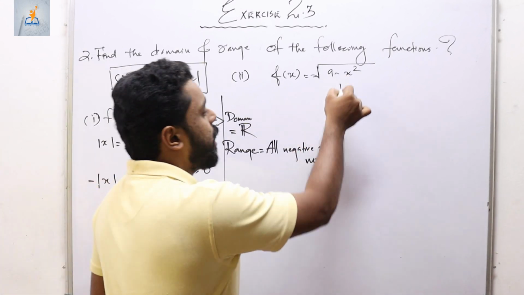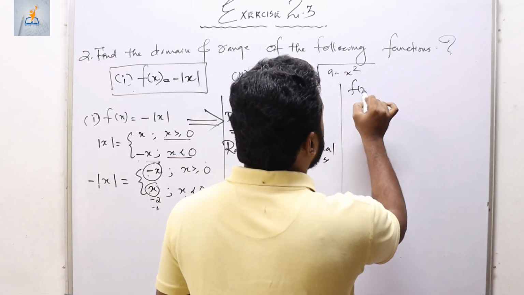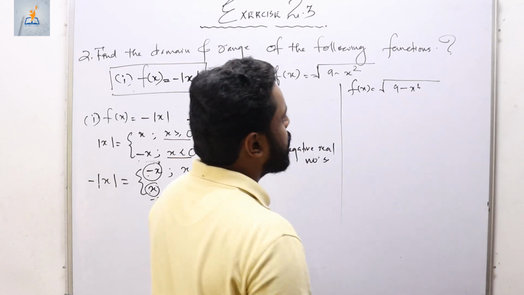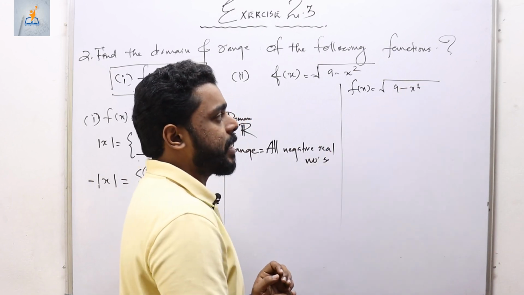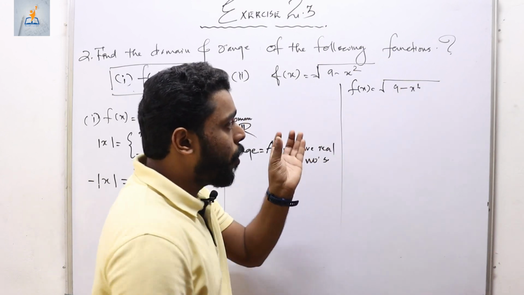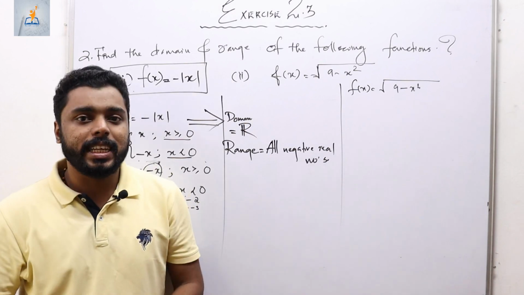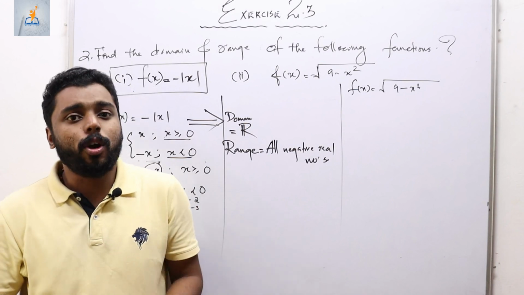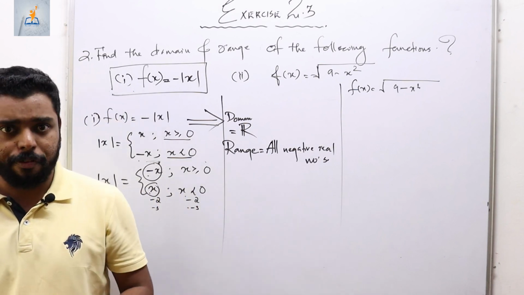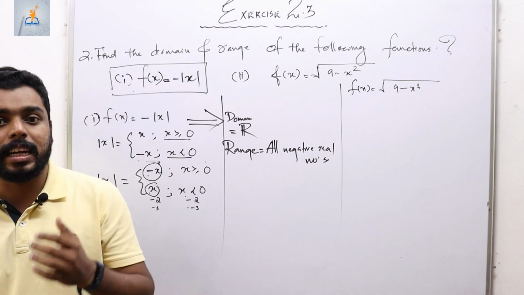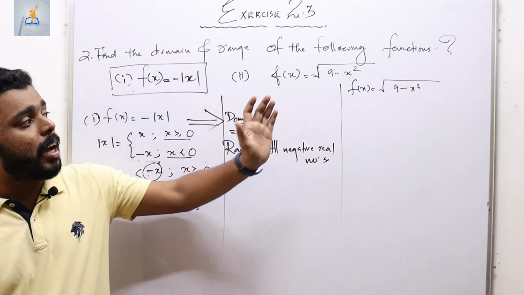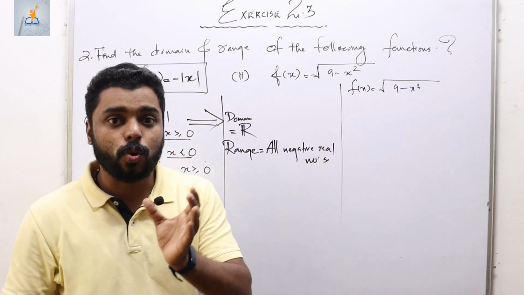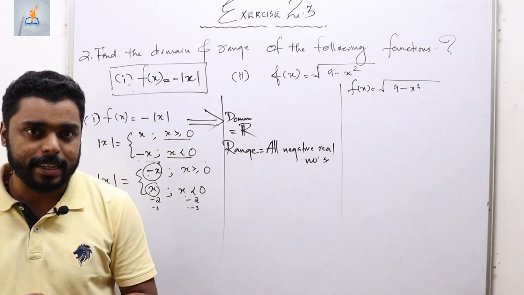Now we shall move on to the second one. f of x is equal to square root of 9 minus x square. See, here the square root of 9 minus x square is given. So we know that square root is defined for only positive numbers, isn't it? We cannot find square root of minus 25. We cannot find square root of minus 35, etc. So in reality, we cannot find a real solution for square root of a negative number, isn't it?